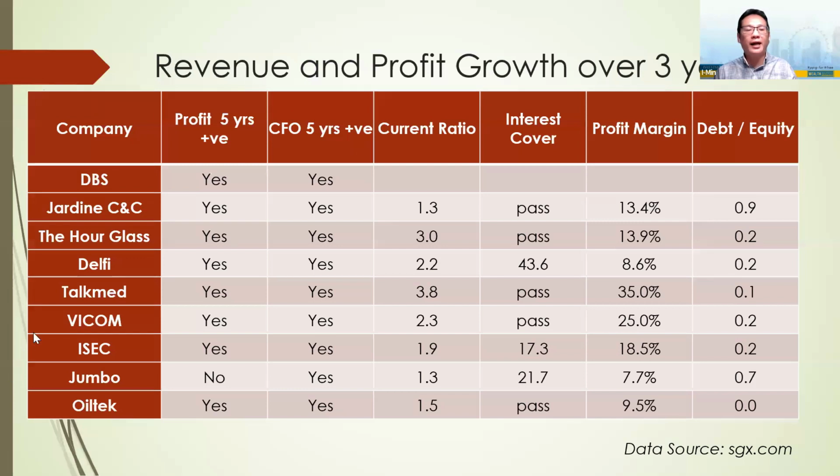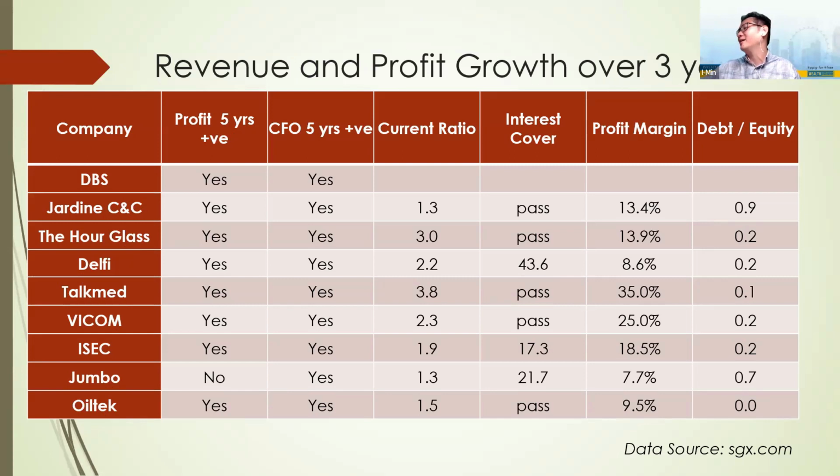After that exercise, out of the 26, only 9 counters pass the tests. 1, 2, 3, 4, 5, 6, 7, 8, 9. Then of course I have to do the 6 tests. All these companies pass the 6 tests except for one of them.